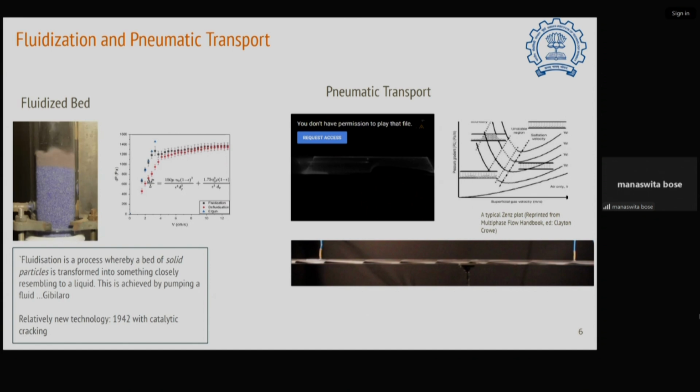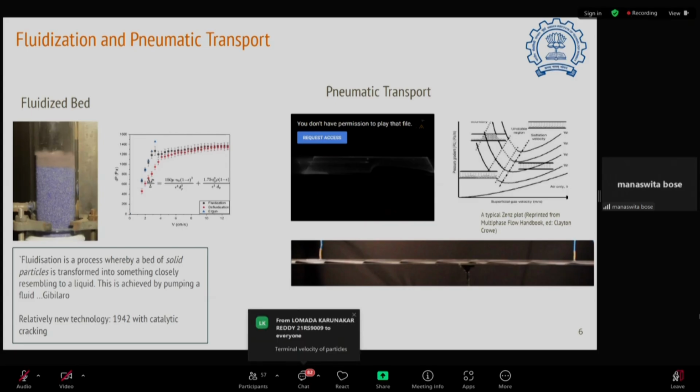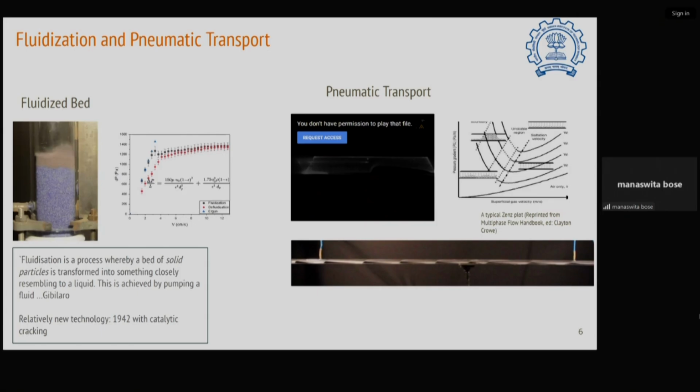Now, what happens at that point? The buoyant weight is equal to the pressure drop. That's fine. This is less than the single particle terminal velocity. The minimum fluidization velocity is less than the single particle terminal velocity. Okay, this is for a multi-particle system, right?